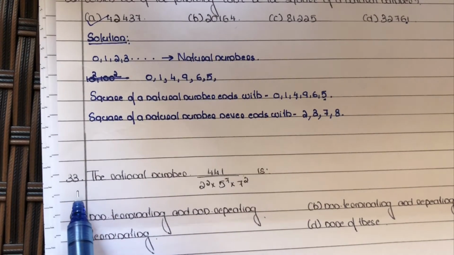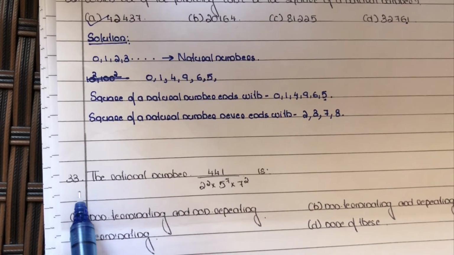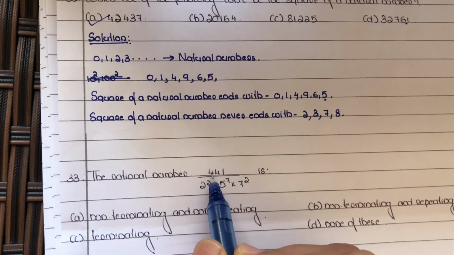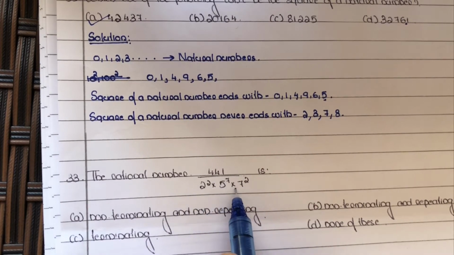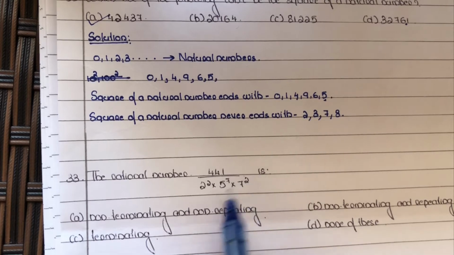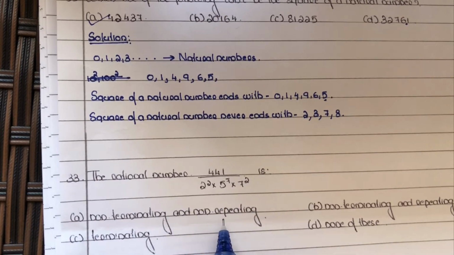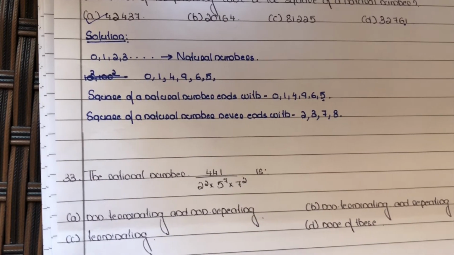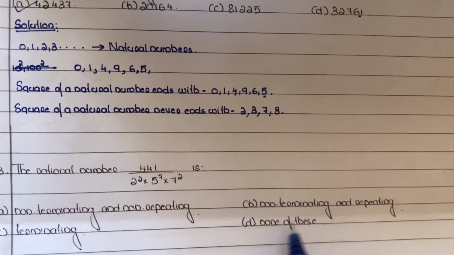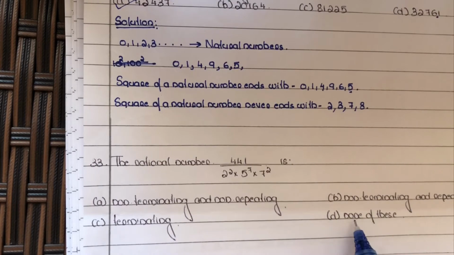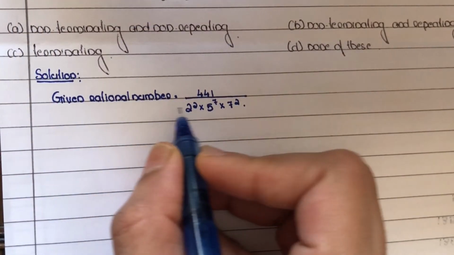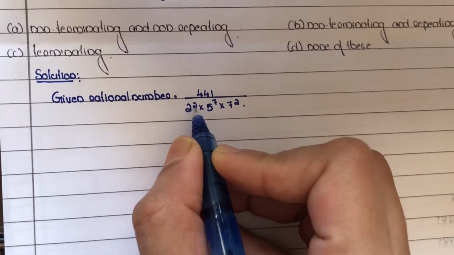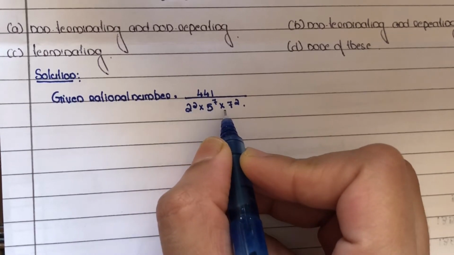Now question number 33. The rational number 441 by 2 raised to 2 into 5 raised to 7 into 7 raised to 2 is: A, non-terminating and non-repeating; B, non-terminating and repeating; option C, terminating; D, none of these.